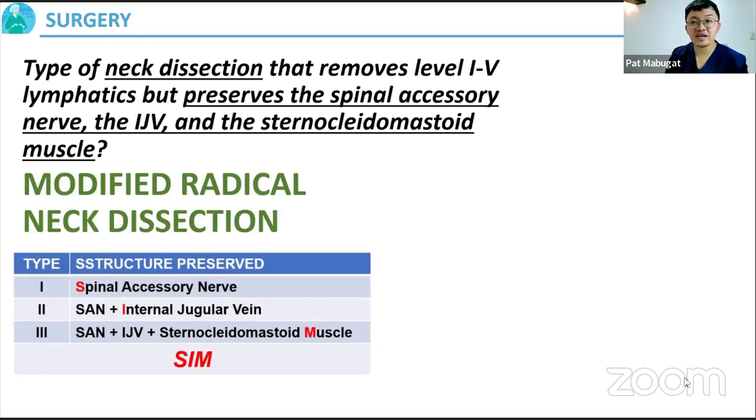If you preserve the S, the spinal accessory nerve, that's type 1. If we preserve the S and the I, spinal accessory nerve plus internal jugular vein, that's type 2. If you preserve the spinal accessory nerve, the IJ, and the M, sternocleidomastoid muscle, you get type 3. So the name for that again is SIM. 1, S, spinal accessory nerve. 2, SI, spinal accessory nerve, internal jugular vein. 3, spinal accessory nerve, internal jugular vein, and sternocleidomastoid muscle.